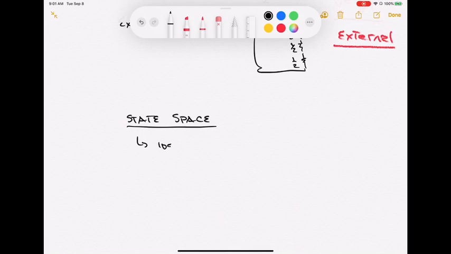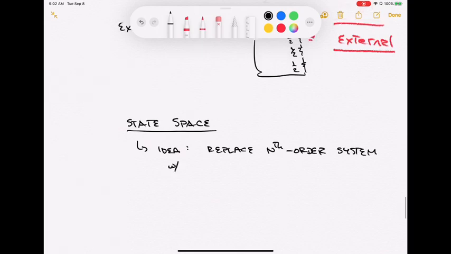The basic idea of state space is the following. We replace an nth order system with n simultaneous first order systems.